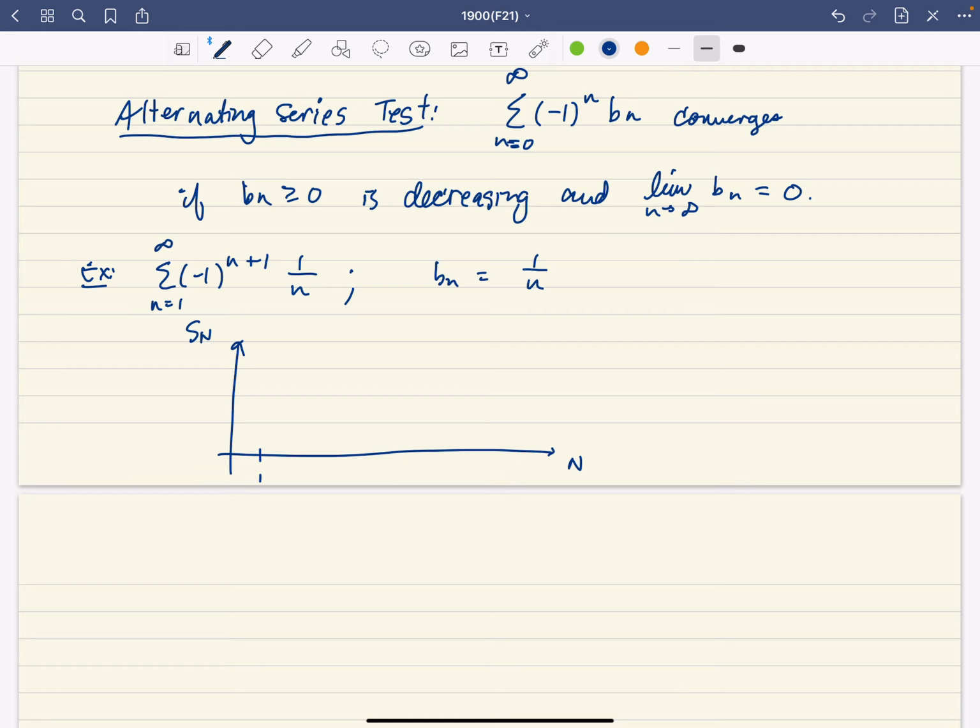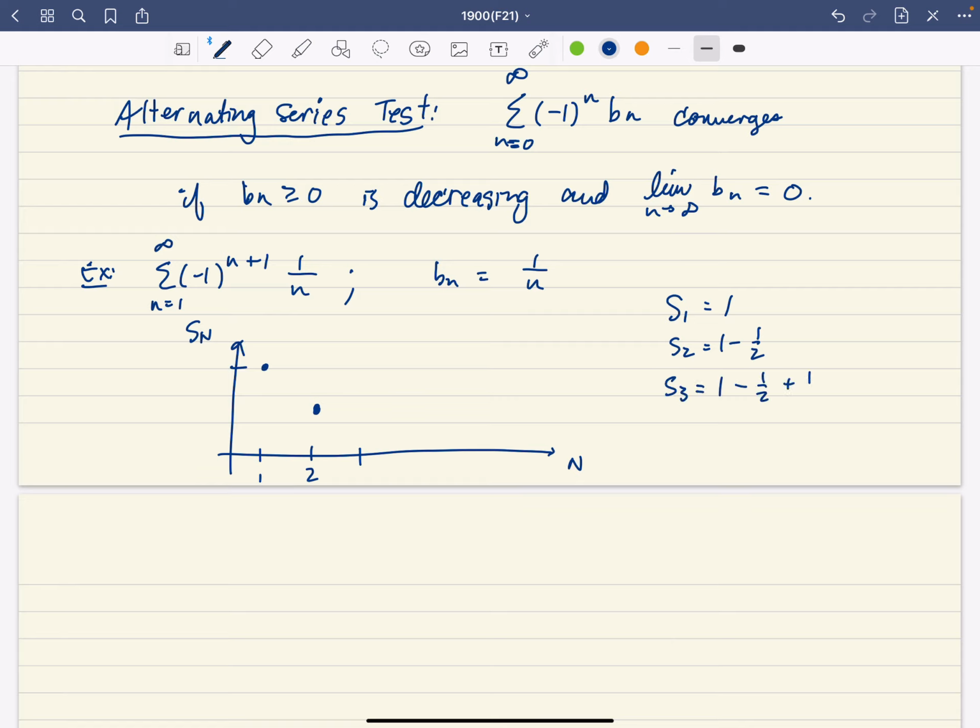So if n equals 1, this is going to take the value 1. And if n is equal to 2, this is going to be 1 minus 1/2, so that's 1/2. And if n is equal to 3, we're going to take 1 minus 1/2. So here s1 is 1, s2 is 1 minus 1/2. This is the sequence of partial sums.